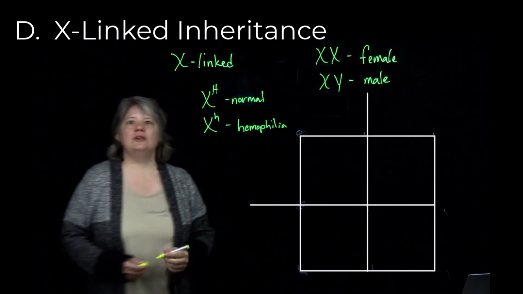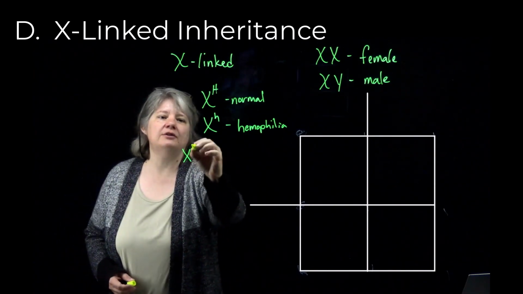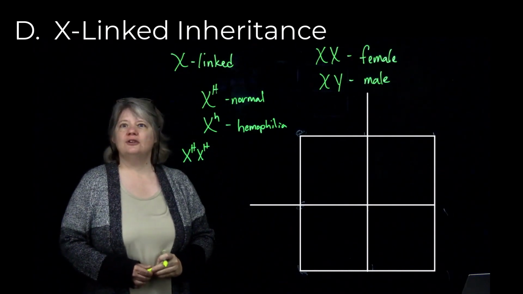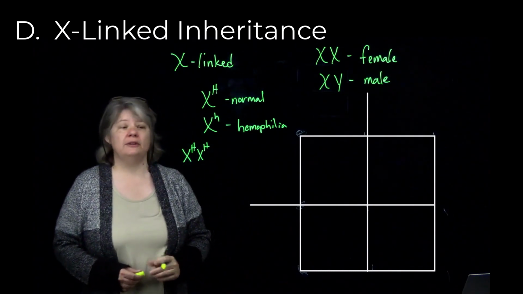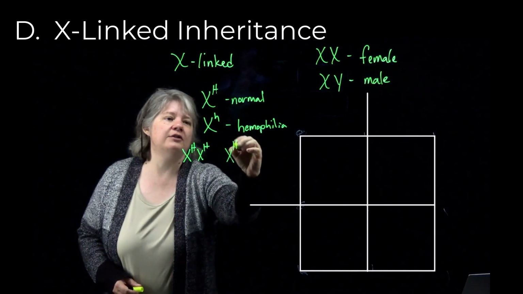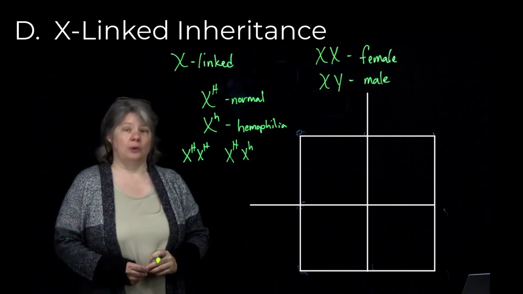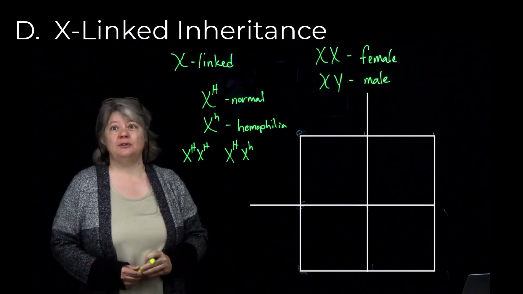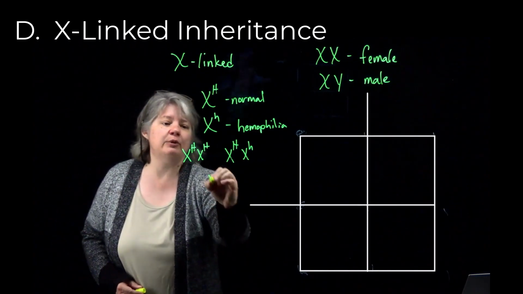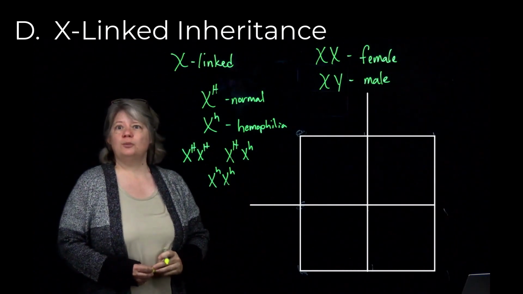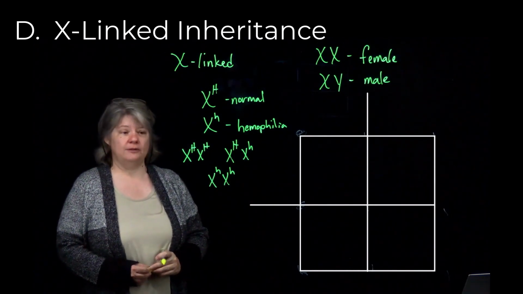Okay? And so as you can imagine, we can have individuals who have the genotype X big H, X big H. They would be females without hemophilia. We can see individuals with X big H, X little h. They would be females also without hemophilia, but with the potential to pass it on. And then we might see individuals who are X little h, X little h. Those would be females who have hemophilia.